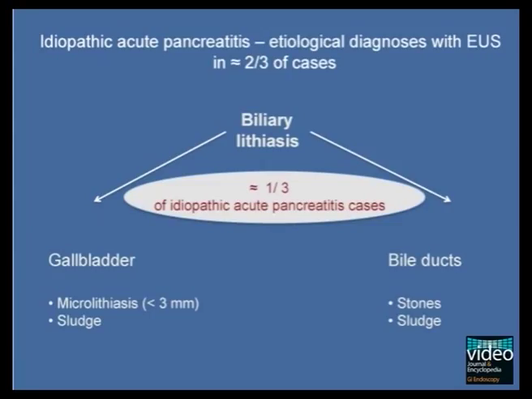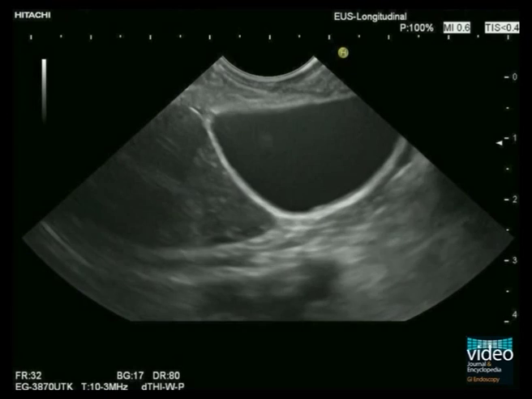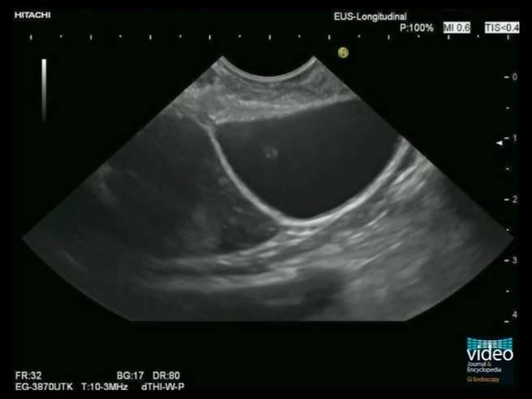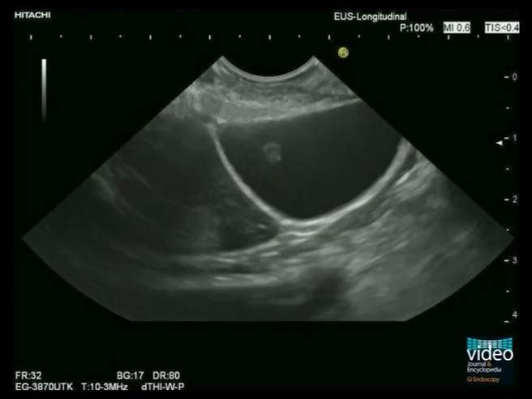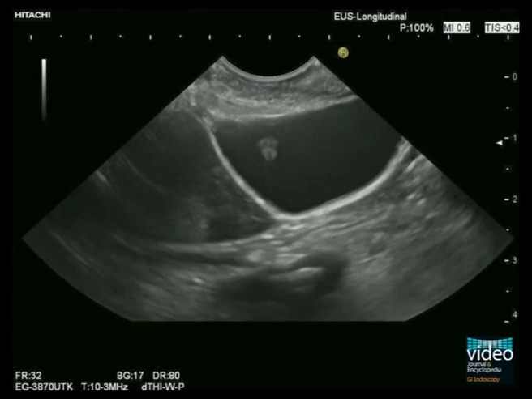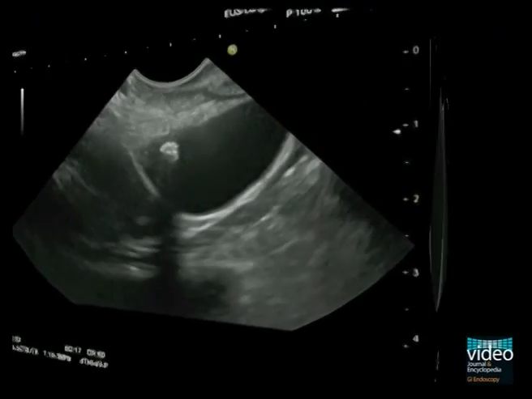Even though transabdominal ultrasound is highly sensitive in diagnosing gallbladder stones, very small stones, less than 3 mm in diameter, and finely dispersed gallbladder sludge may be missed. In most cases, diagnosis is possible using radial or longitudinal scanning EUS.